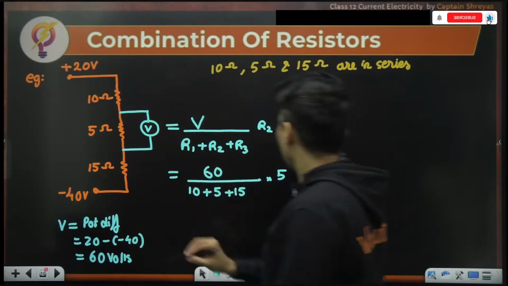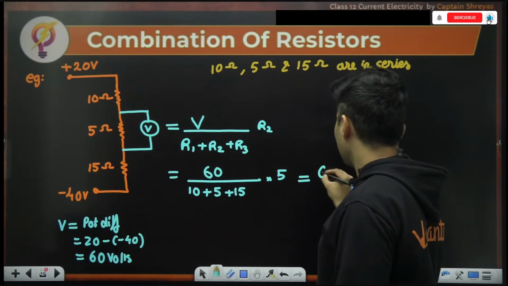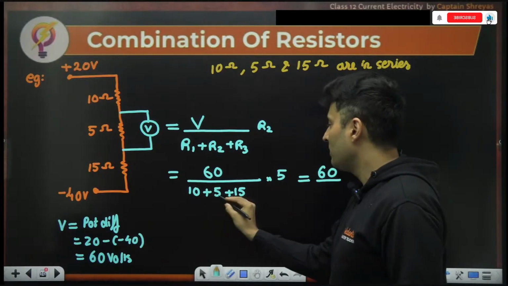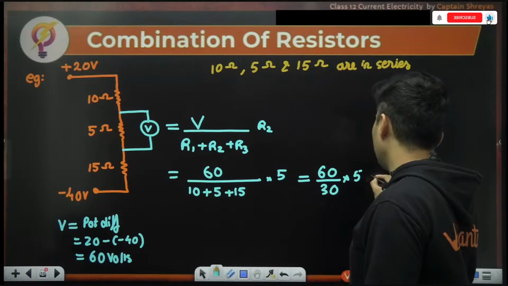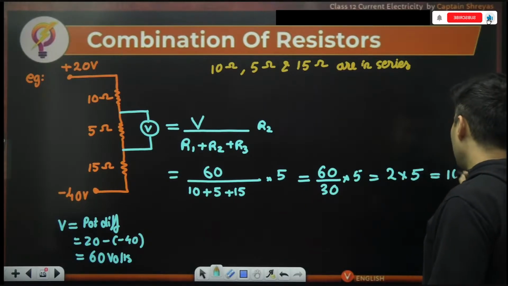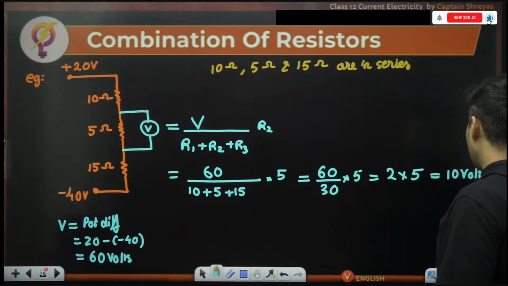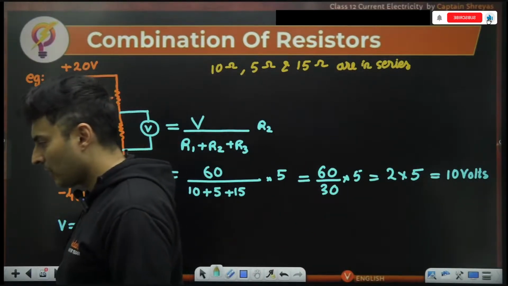Correct. So now, substituting that, we can definitely get the answer over here. So this is 60 divided by 10 plus 5 plus 15, 15 plus 15 is 30, and multiplied by 5. So 60 by 30 is 2. So 2 into 5 will make it 10 volts. So the voltmeter reading will be nothing but 10 volts. As simple as that. Yeah?